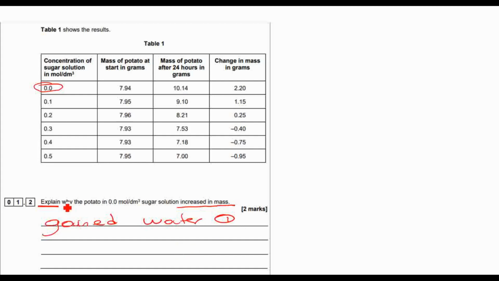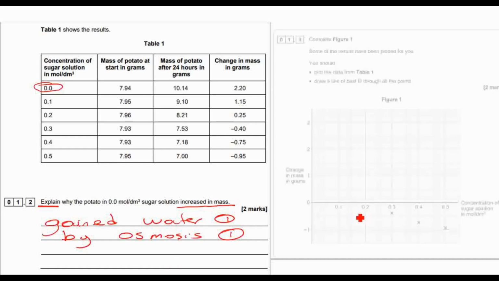Now, the question has asked you to explain, so we have to go one step further. By what process did it gain water? It gained water by osmosis. Okay, and that's your next marking point. You can use bullet points in your exams, okay? So gain water by osmosis, right? And if you want to go one step further, you could then explain what osmosis is, but you don't have to for this question. All right.